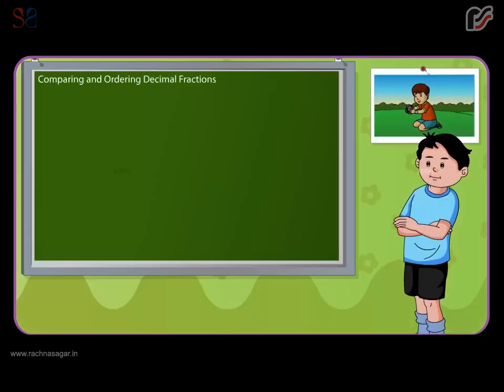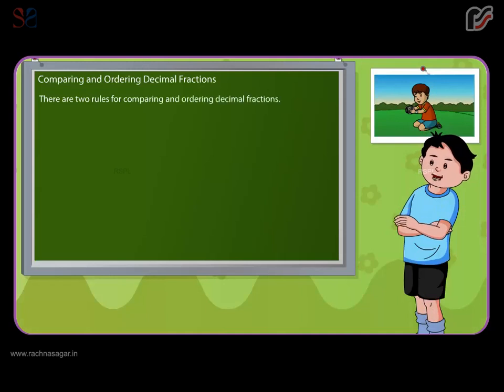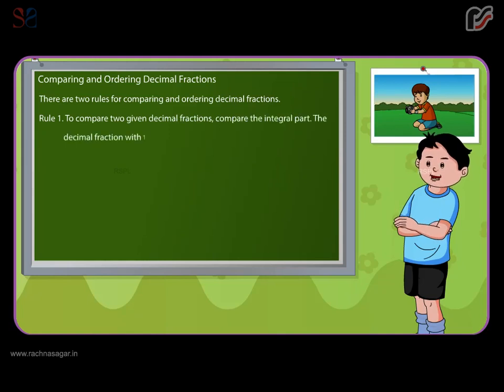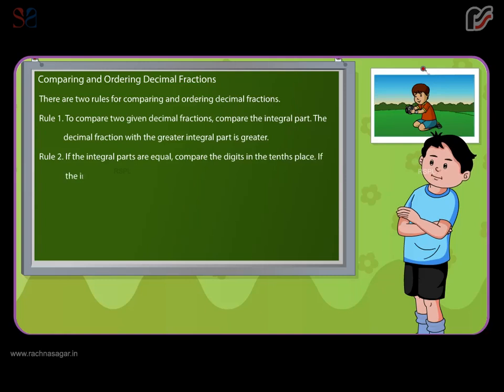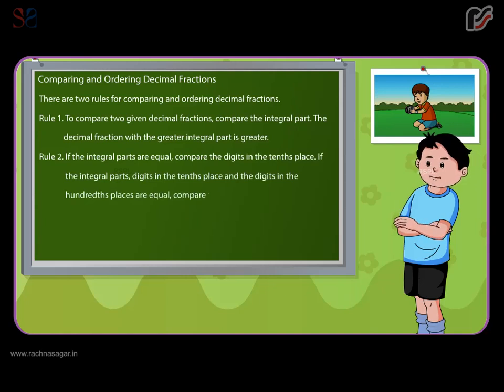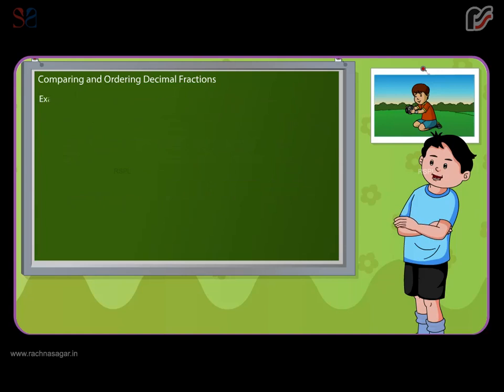Comparing and ordering decimal fractions. There are 2 rules for comparing and ordering decimal fractions. Rule 1: To compare 2 given decimal fractions, compare the integral part. The decimal fraction with the greater integral part is greater. Rule 2: If the integral parts are equal, compare the digits in the tenths place. If the integral parts, digits in the tenths place and the digits in the hundredths place are equal, compare the digits in the thousandths place and so on.